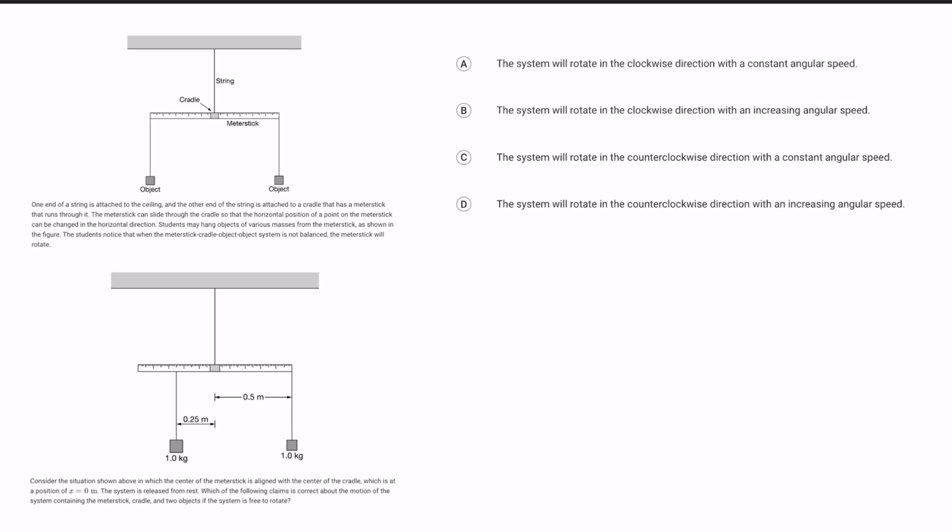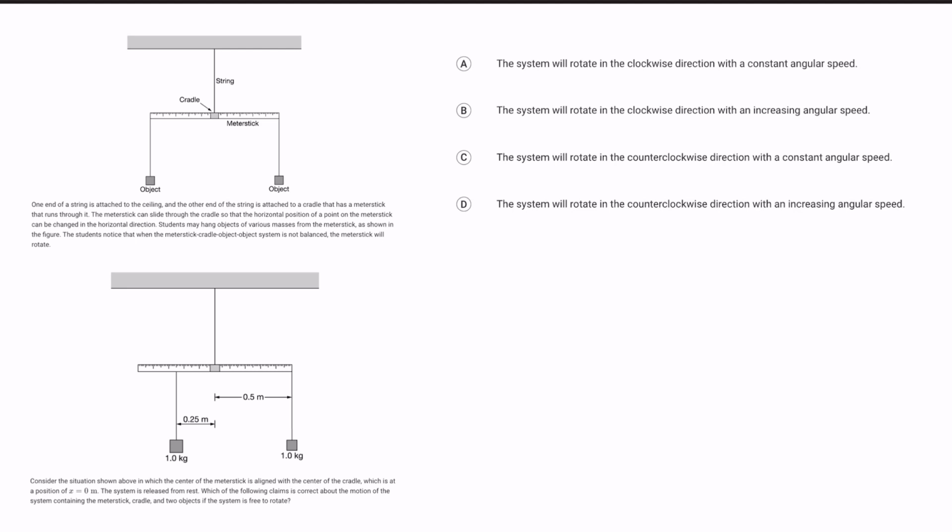Here we have a figure where it looks like we have a meter stick attached to a string, and it's being balanced because the torque generated is in equilibrium on both sides of the meter stick. One end of a string is attached to the ceiling and the other end is attached to a cradle that has a meter stick running through it. The meter stick can slide through the cradle so that the horizontal position of a point on the meter stick can be changed.